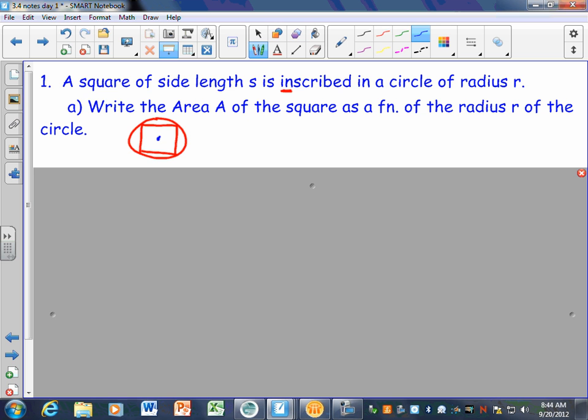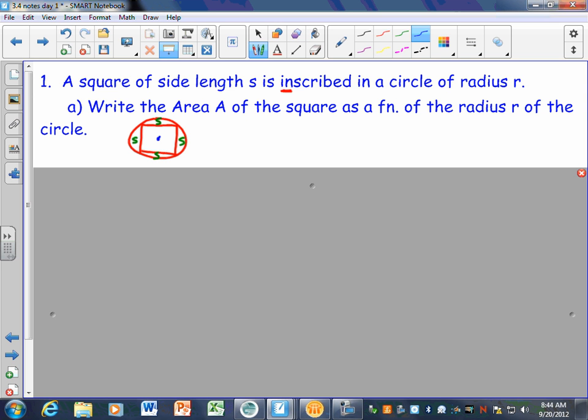Alright, so the side of the square is S. So I could say this is S, and this is S, and this is S, and this is S. And the radius of the circle is R. And we're trying to relate the area of the square to the radius of the circle. Half of S would equal your radius. Do you agree with that? Could it be a rectangle or does it have to be a square? It has to be a square.